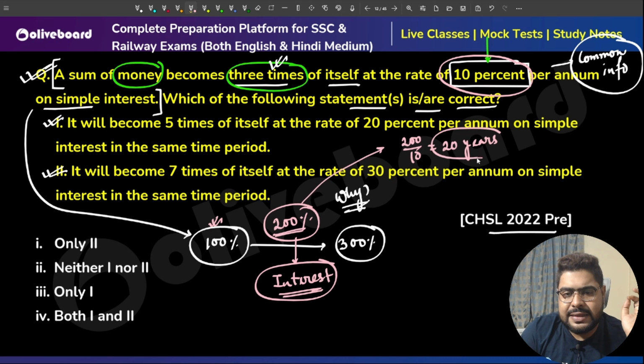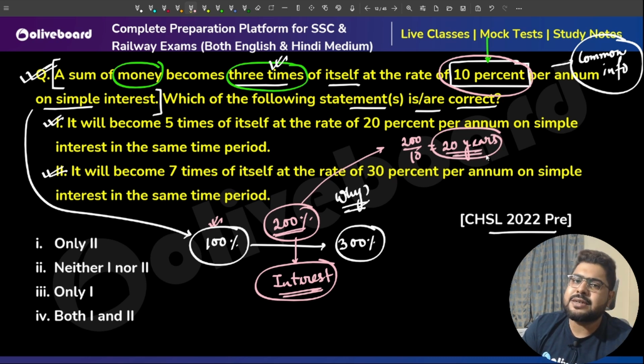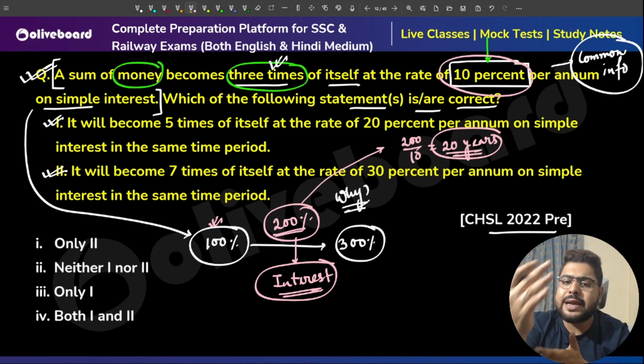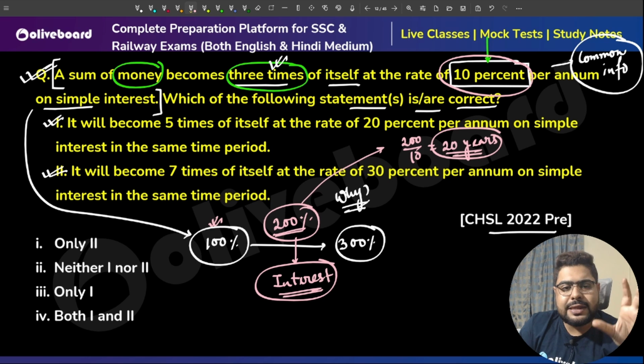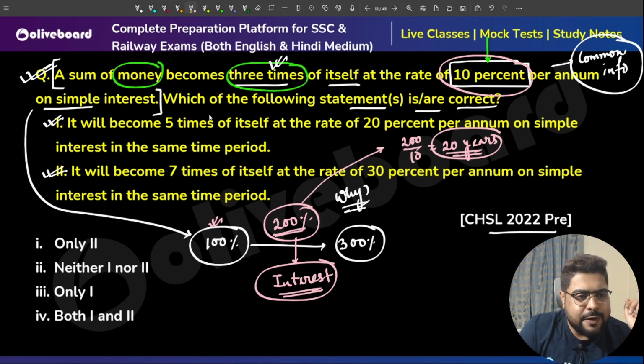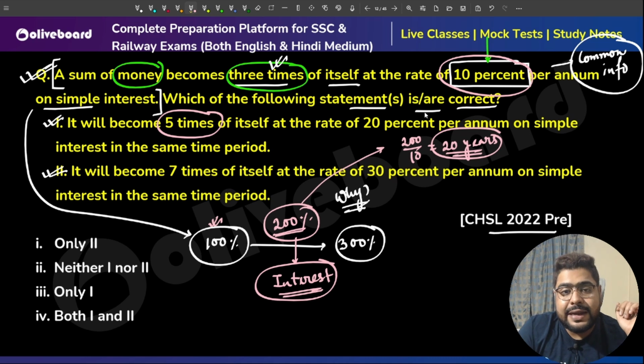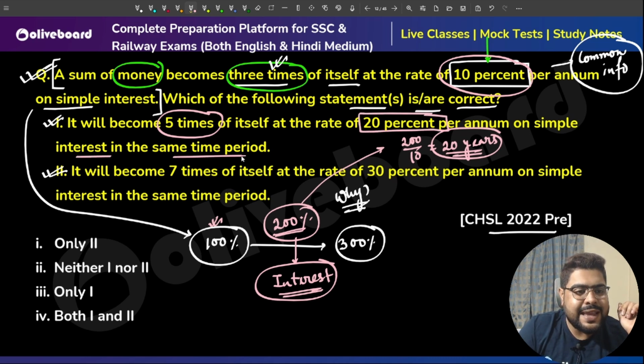I'll be getting this 200% interest in 20 years. I hope this much is clear. This is the common information that was given to us. Now we can only move into the statements as given in that question. Sir, it will become 5 times of itself at the rate of 20% per annum on simple interest in the same time period. Let's see whether it is correct or not.